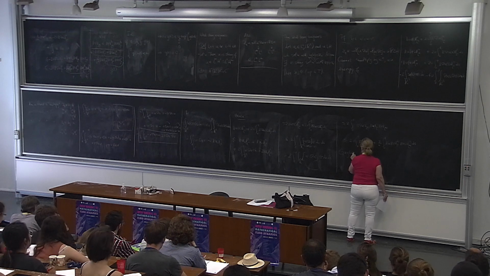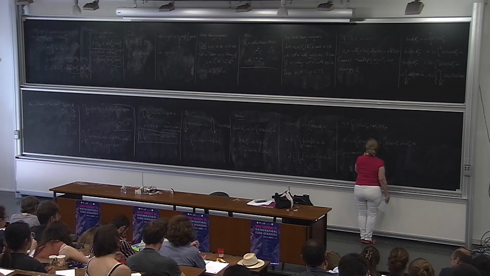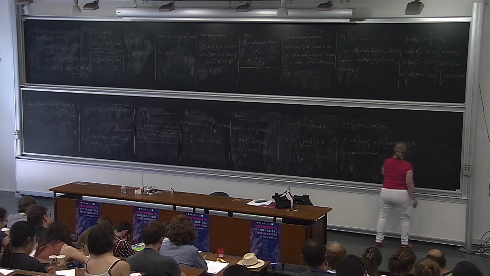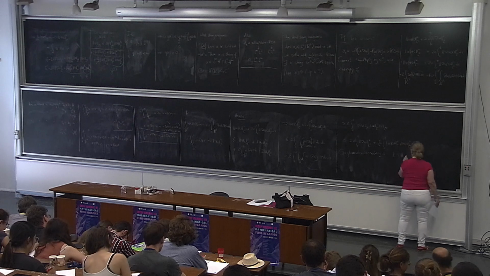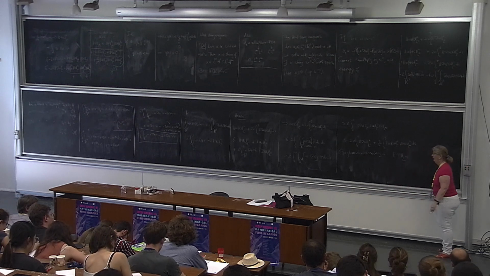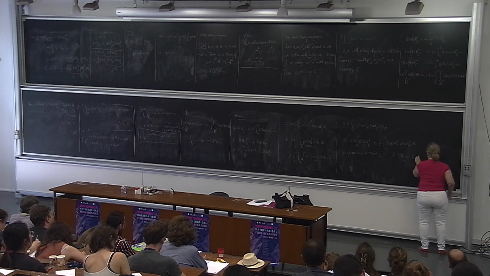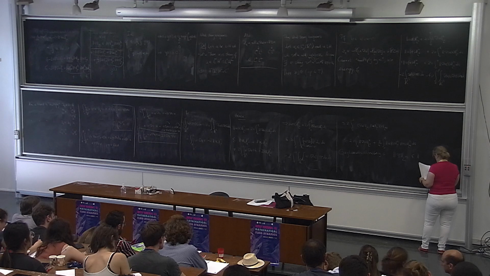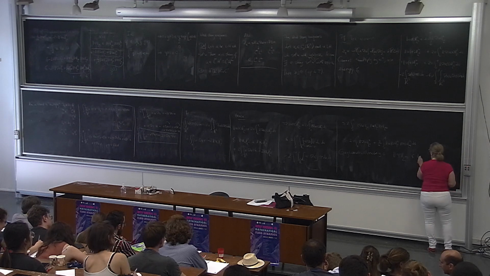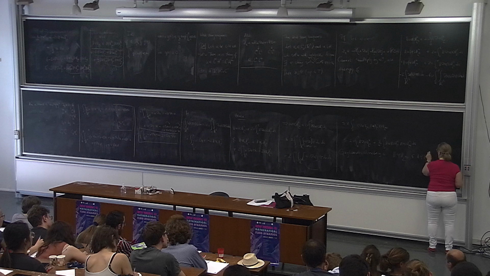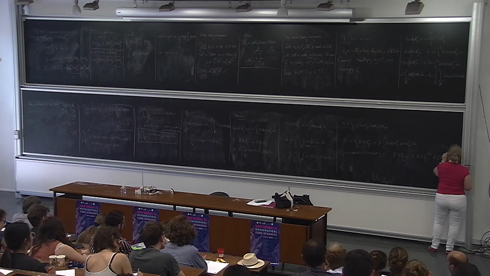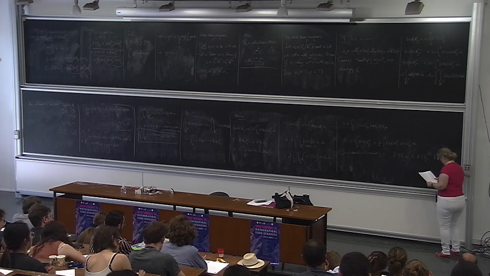Gagliardo-Nirenberg inequality here, which states that the L infinity norm of a function can be estimated by the L2 norm times the L2 norm of the Laplacian. And the exponents are this in dimension 3. Sorry, this should be 3/4. Okay?